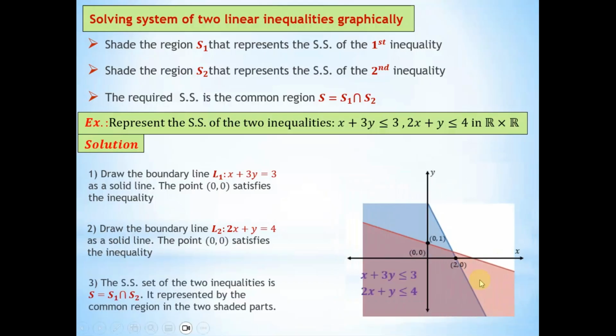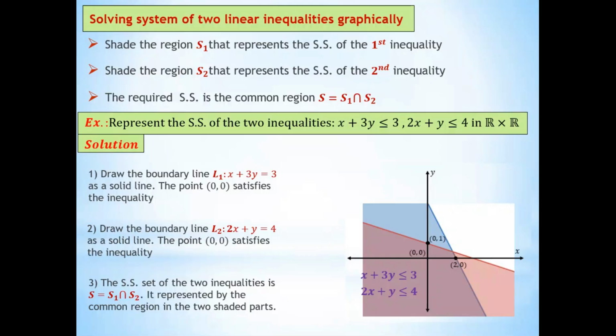So blue region intersect red region gives purple region. This region purple, which satisfy both regions, blue and red. Okay. I think now it is very simple. You make a solution in 3 steps.